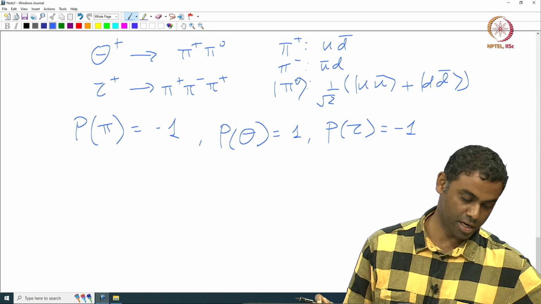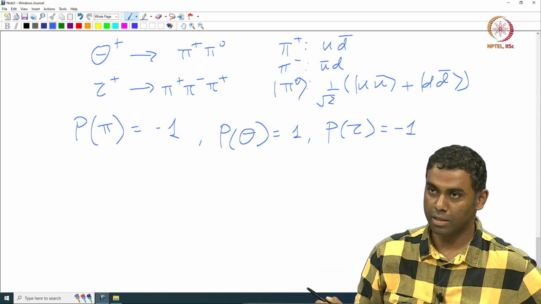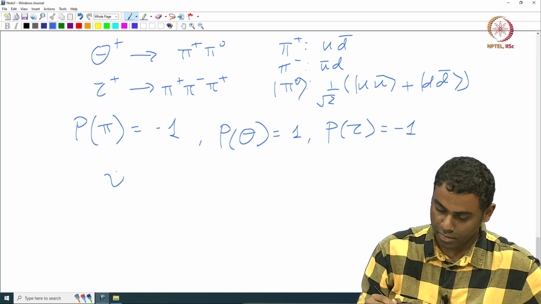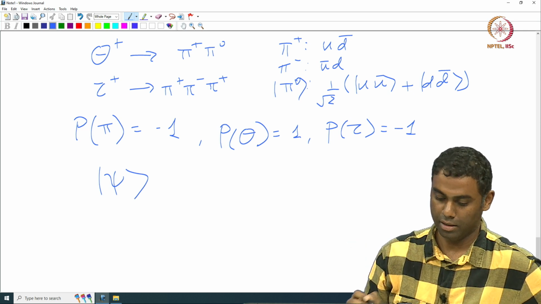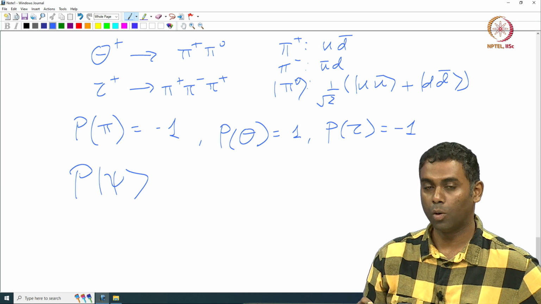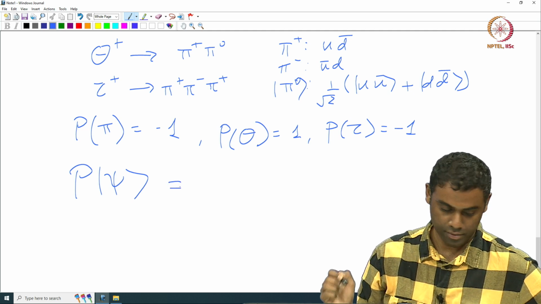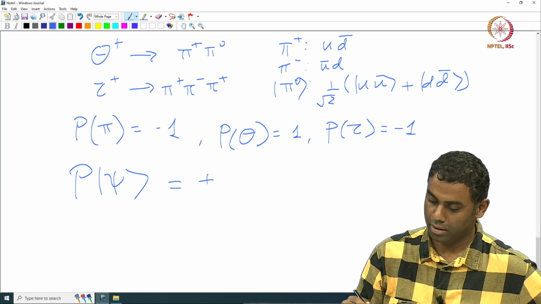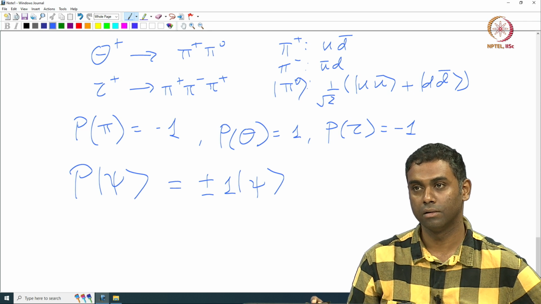So what is intrinsic parity? I told you that it is a quantum number like any other quantum number. So what does it precisely mean? It means that if I treated particles as a quantum state, I can operate upon it with the parity operator, and if it's an eigenstate of this operator, then I should get eigenvalues of plus or minus 1.